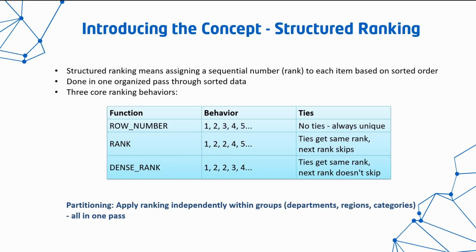Again, you can't find this in Java or C# specifically, saying row number, rank, and dense rank, but this comes into structured databases. Again, you can find this in SQL, MySQL, SQLite, and Postgres. So the three ranking behaviors: row number, no ties, always unique.